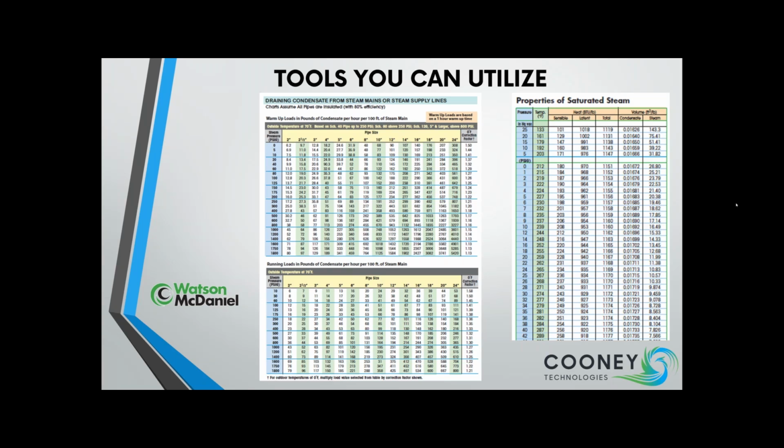The chart on the right is the famous steam table. It's the touchstone of all things steam. It will show you the temperature of steam at certain pressures, as well as the amount of latent and sensible heat. It shows you the volumes of steam and condensate, and it's steam's version of the 10 Commandments, basically.